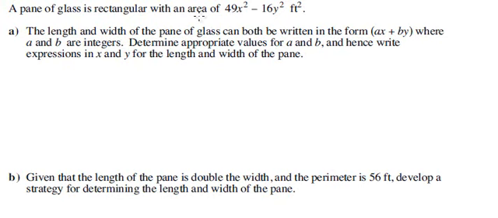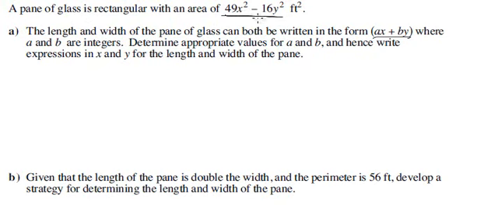A pane of glass is rectangular with an area of 49x² − 16y². The length and width of the pane of glass can both be written as binomials. Determine appropriate values for a and b and write expressions for x and y. Okay, in other words, they want us to factor this.